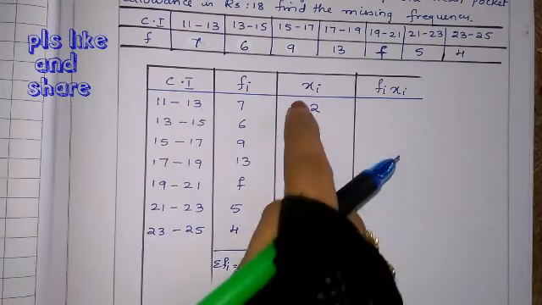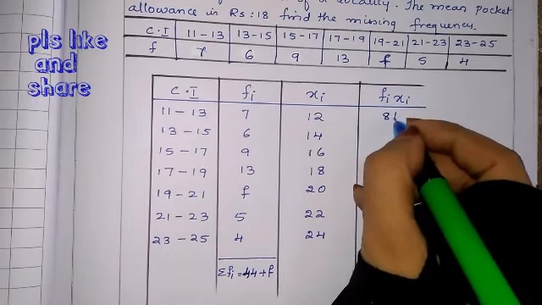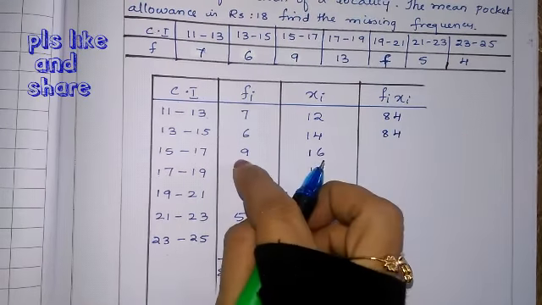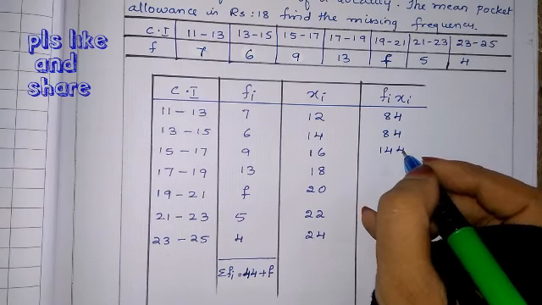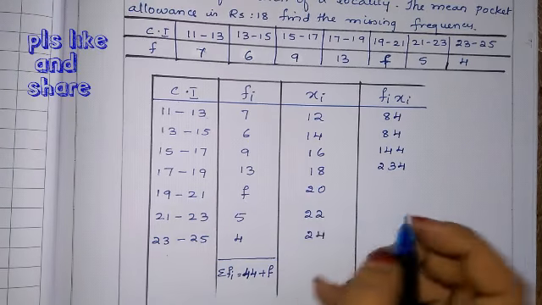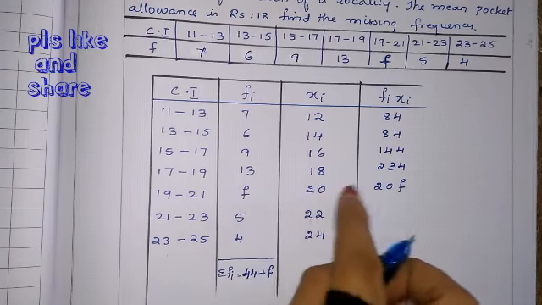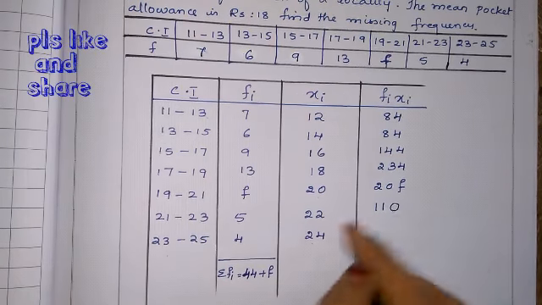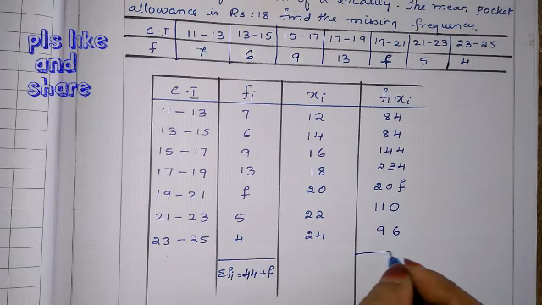Now, let us multiply. 12 sevens are 84. 14 sixes are 84. Multiply and check. 16 nines are 144. 18 thirteens are 234. 20 into f, 20f; we can't multiply. 22 fives are 110. 24 fours are 96.